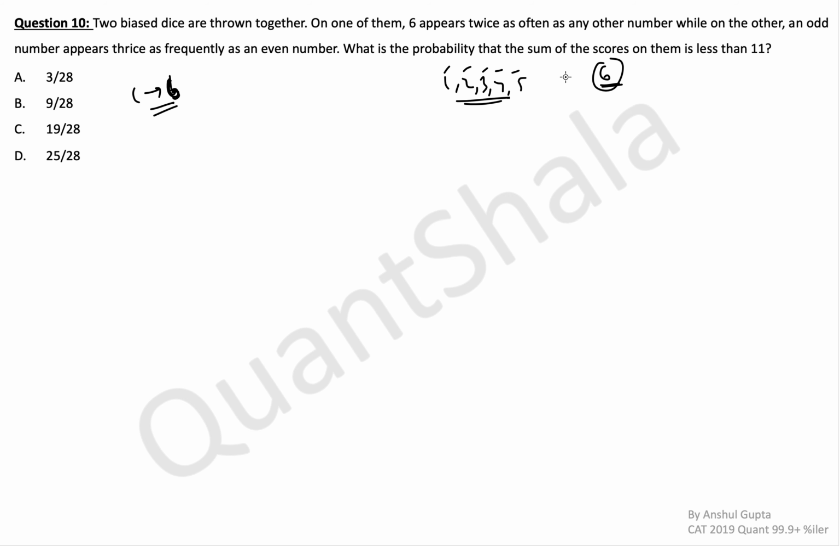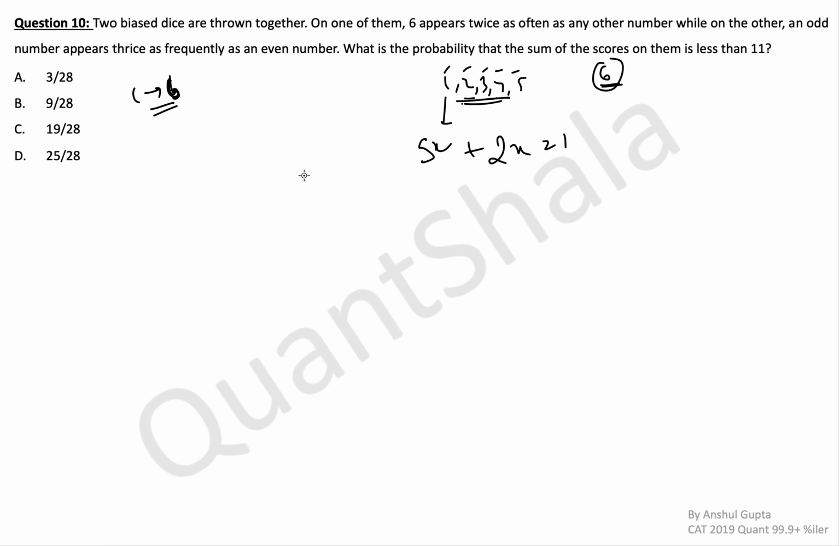So how do you write this mathematically? You know the total probability is always 1. What is the probability of 1? Let's say probability of 1 is x. Probability of all of these becomes x. So you get 5x here plus probability of 6 is twice of x is equal to 1. You get x as 1 by 7.